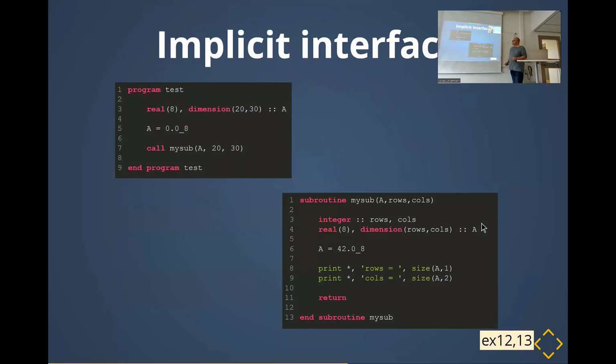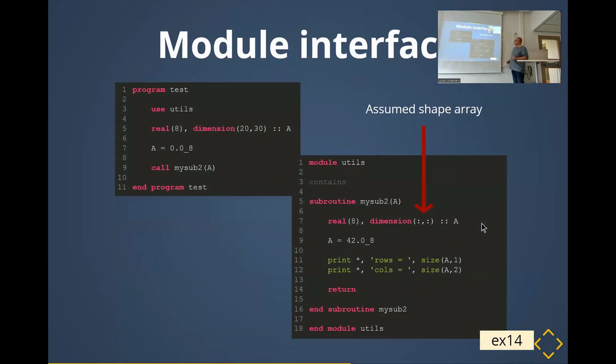So here I have the implicit interface. You have to declare everything here. You have to pass along the sizes over here, rows and columns, to be able to declare A. So if we then instead go to the module interface, we put this subroutine in a module instead. I use utils here. I can declare my subroutine instead of A, rows, comma, cols. You can do my sub A only. And then I declare inside my subroutine that this is a two-dimensional array, but I don't know the size of it, colon, comma, colon, A.